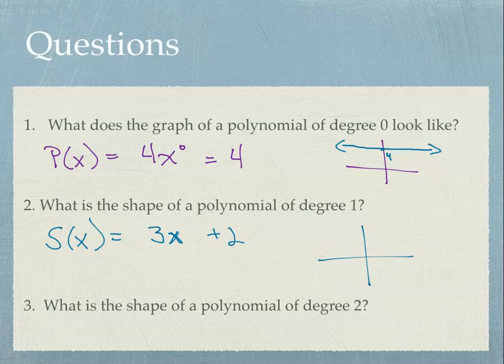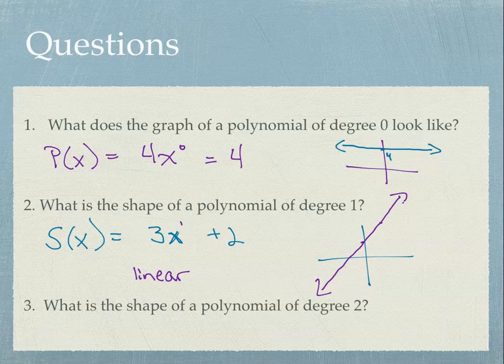If we were in Algebra 1, we'd say we start graphing that line at 2, and we go up 3 over 1, up 3 over 1, down 3 over 1. So 3x plus 2 looks like this. Anything with a degree of 1 is a linear function, and the reason it's linear is that it forms a line.